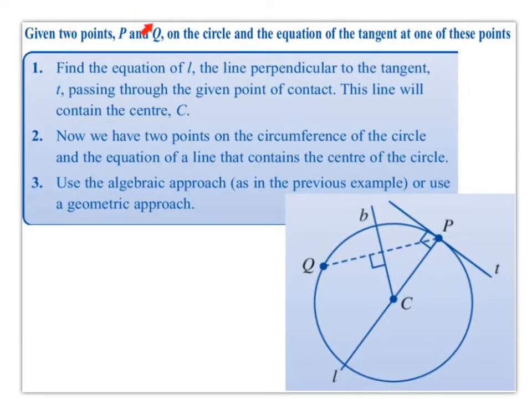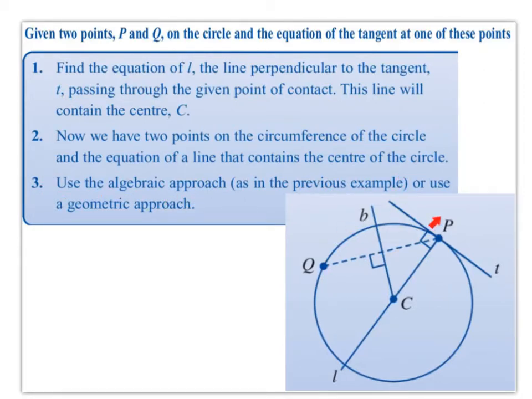Given 2 points P and Q on the circle and the equation of the tangent at one of these points. 1. Find the equation of L, the line perpendicular to the tangent, T, passing through the given point of contact. This line will contain the centre C. 2. Now we have 2 points on the circumference of the circle and the equation of a line that contains the centre of the circle. 3. Use the algebraic approach, as in the previous example, or use a geometric approach.